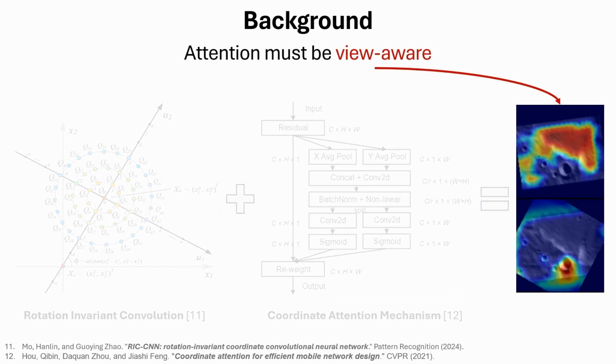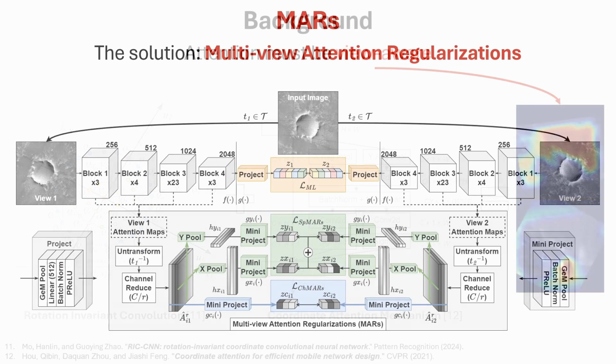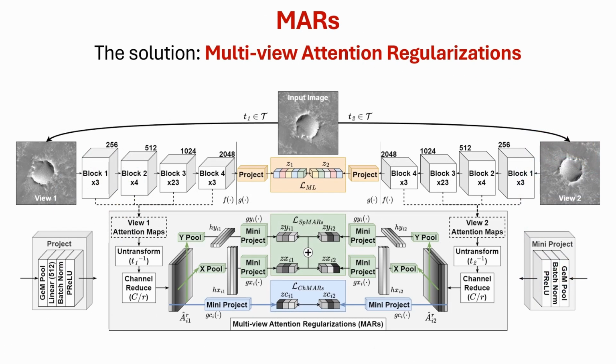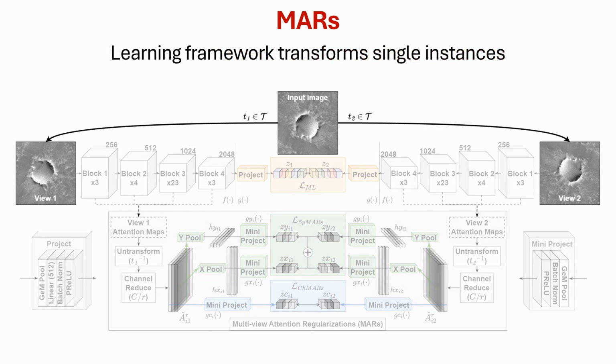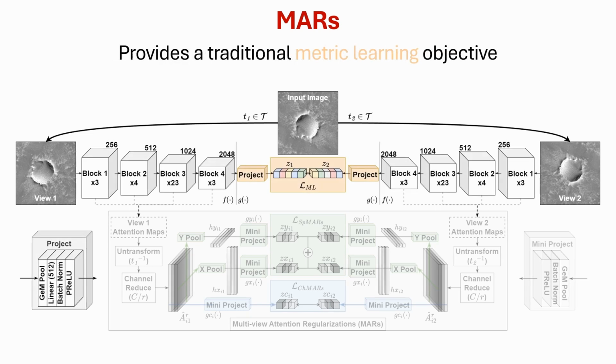We hypothesize that this difference in attention focus is the core of the issue, and we must therefore make the attention mechanism view-aware. This forms the basis of our proposed work, multi-view attention regularizations, or MARS. We start with a learning framework that augments single landmark instances into multiple views. And we learn a traditional metric learning objective for discriminative representation.